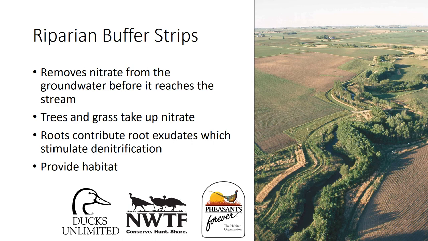The plants can also exude carbon, which acts as a food source for microbes, which can, in this anaerobic environment, denitrify the nitrate that is in the water. So it's both taking up nitrate and also facilitating denitrification. And in the process, it provides habitat.